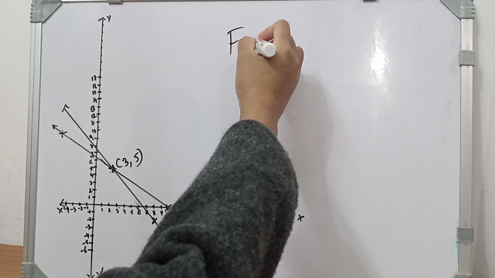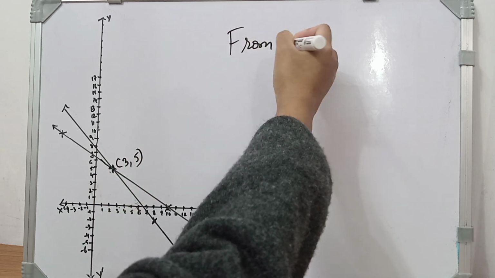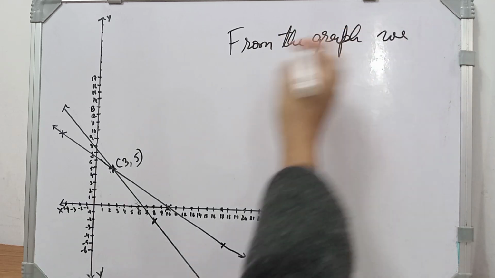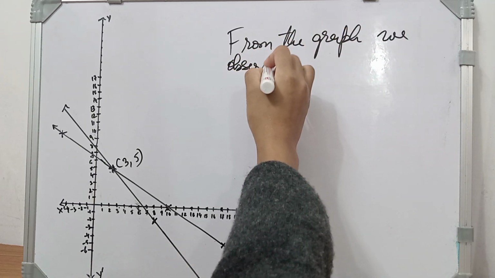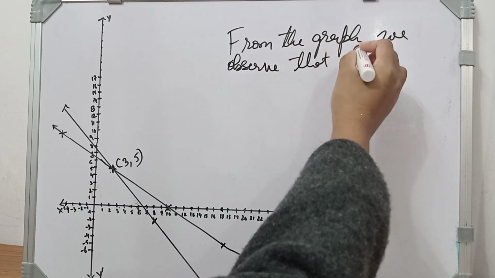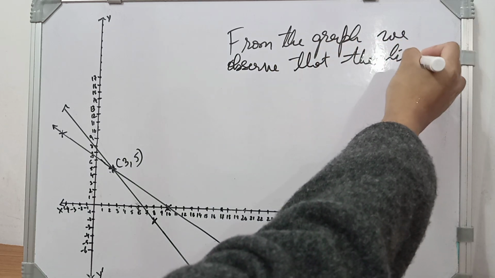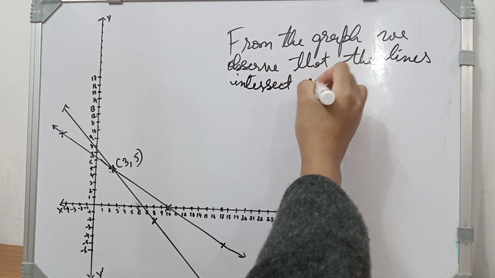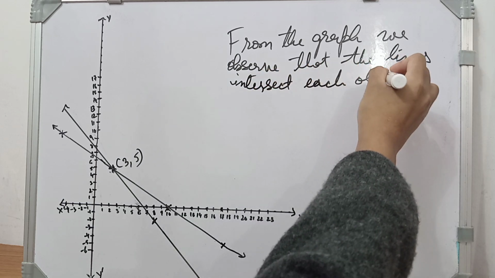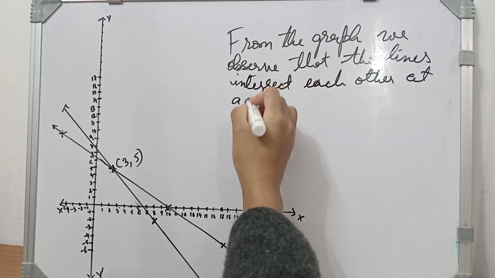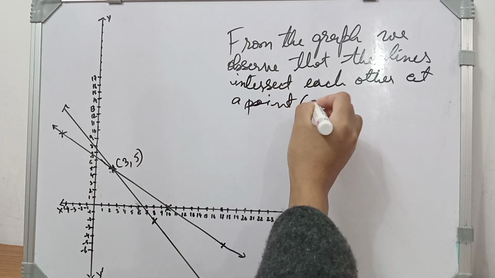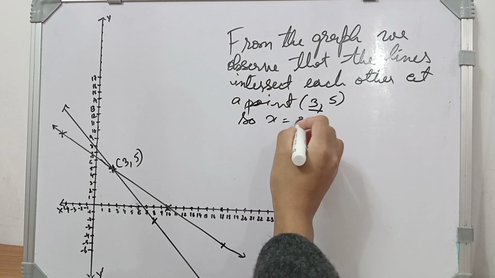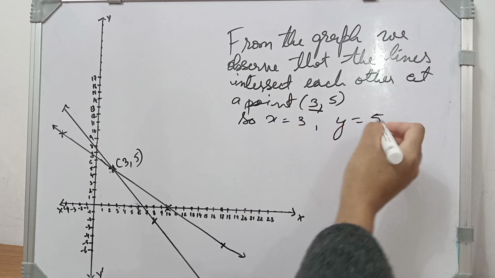From the graph we observe that the lines intersect each other at a point 3, 5. So here x is equal to 3, and y is equal to 5.